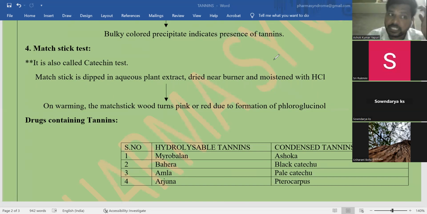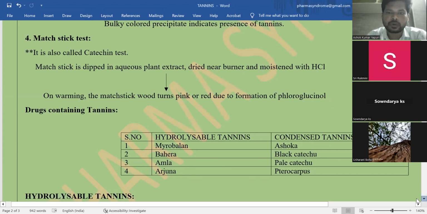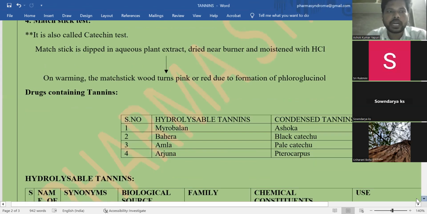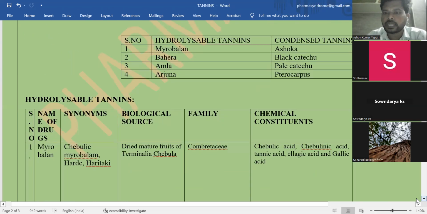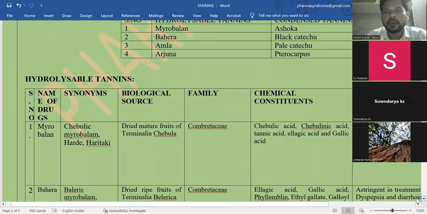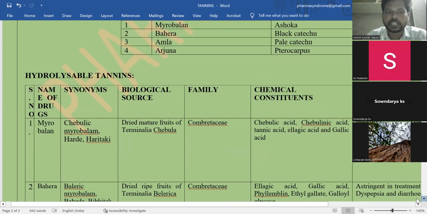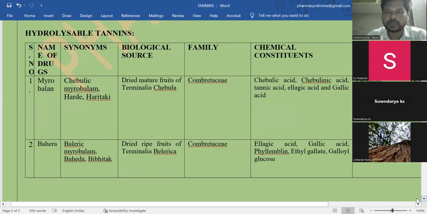So the matchstick test, phenazone test, gelatin test, and gold beater skin test are the tests for identification of tannins. Especially the primary, initial test is the gold beater skin test. Regarding examples of hydrolyzable as well as condensed tannins, I already discussed them in the classification itself.